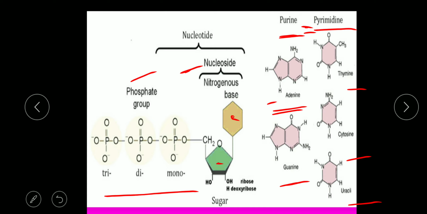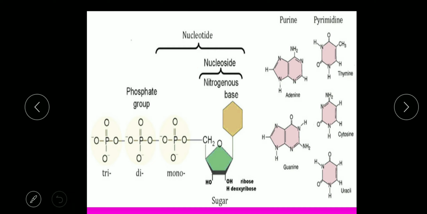So adenine will pair with thymine with 2 hydrogen bonds in between. Guanine will pair with cytosine with 3 hydrogen bonds in between. Okay, and the bond between the phosphate and sugar over here is the phosphodiester bond. Whereas the bond between the two nitrogenous bases is the hydrogen bond.